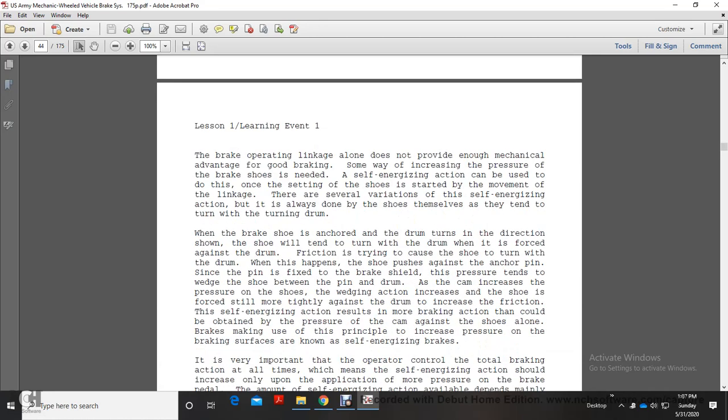Your brake operating linkage alone does not provide enough mechanical advantage for good braking, so some way to increase the pressure on the brake shoes is needed. Self-energizing action can be used to do this. Setting the shoes is the start of the movement of the linkage.